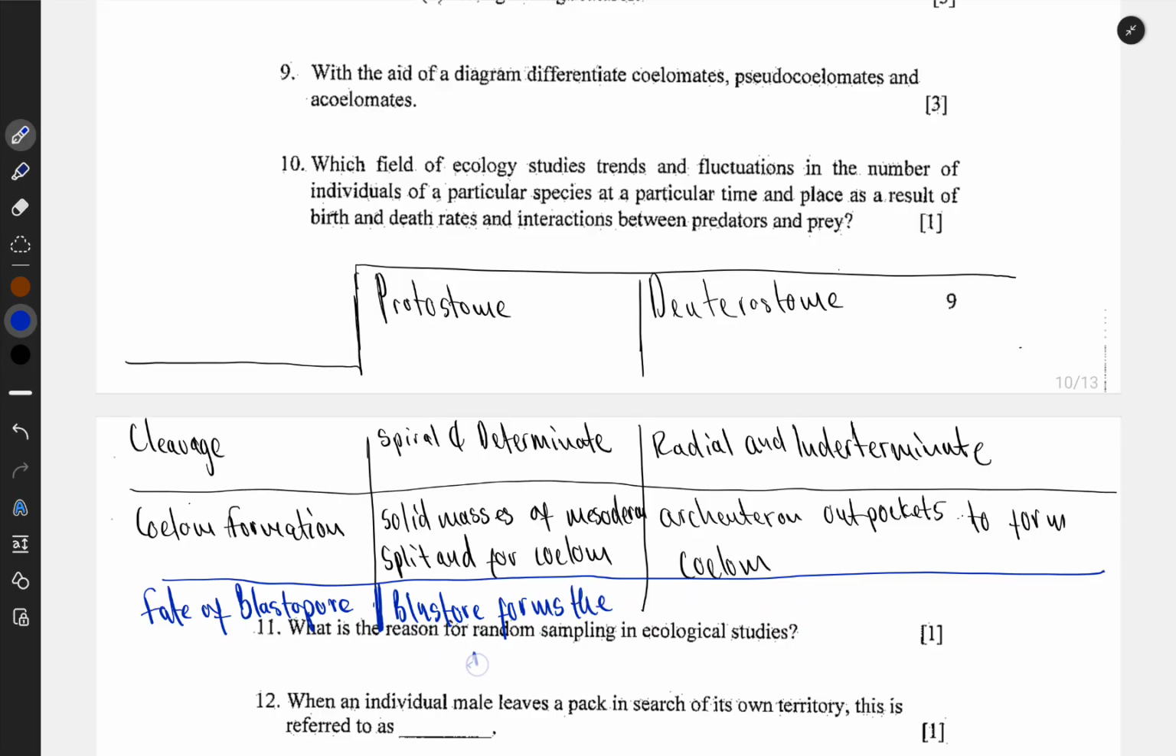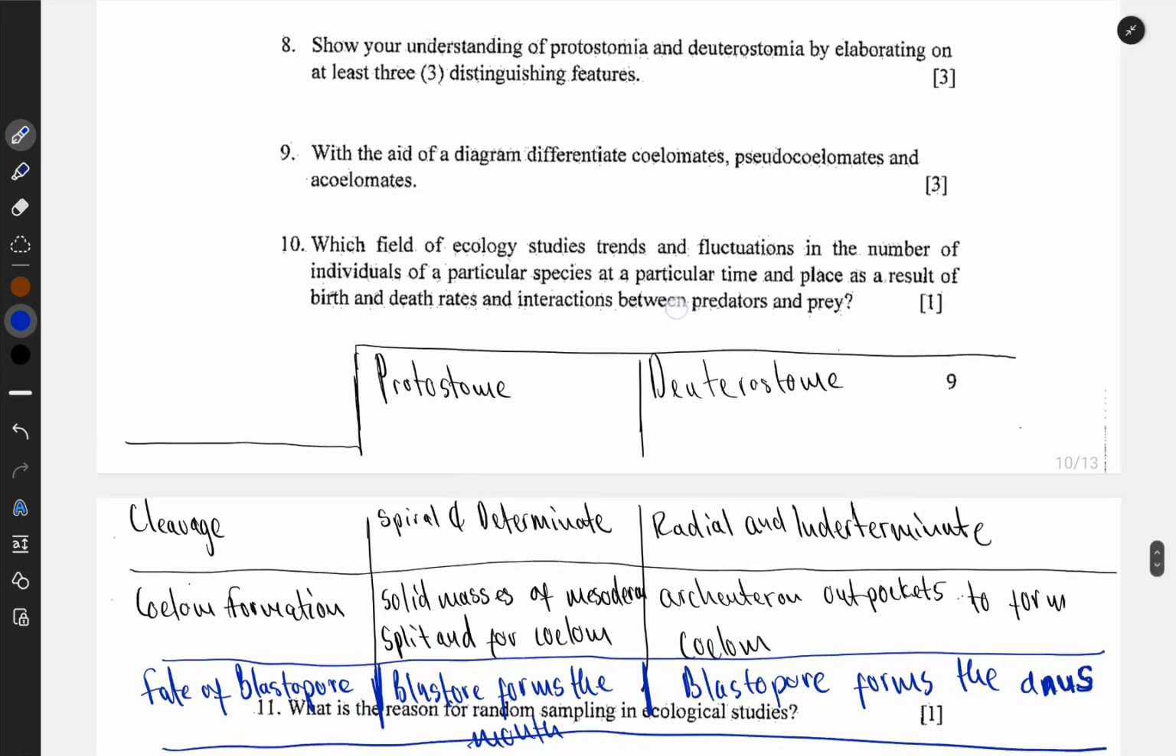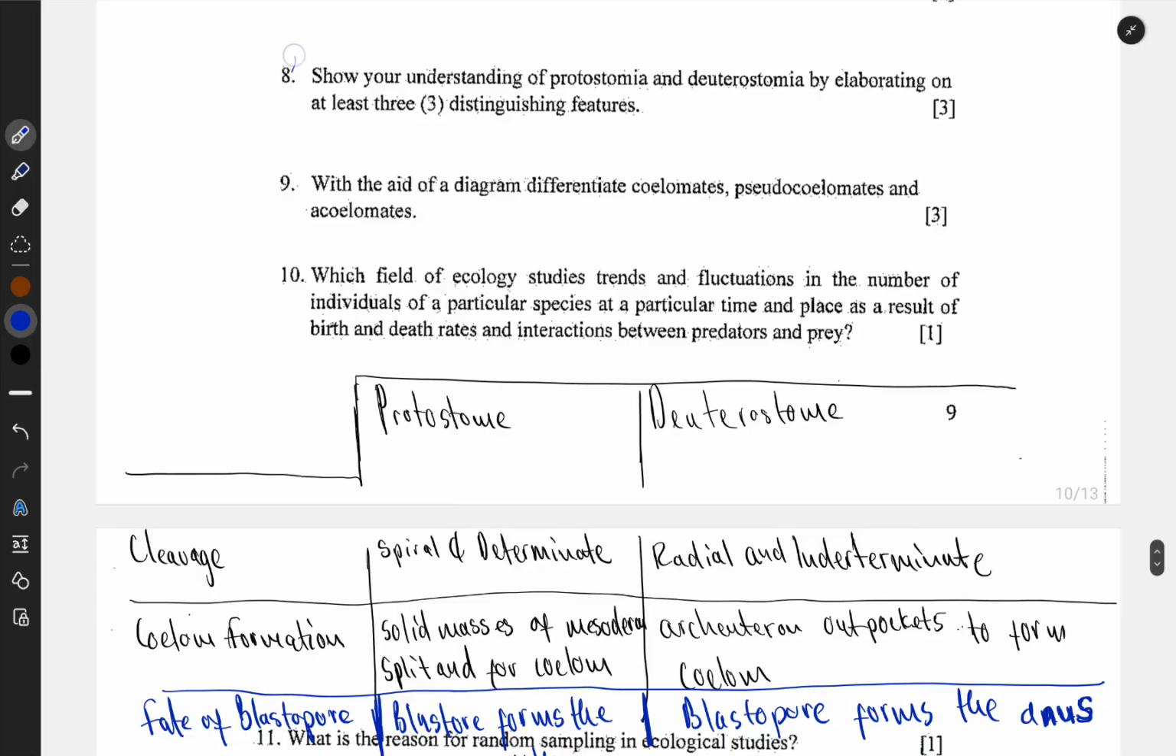Then in here, blastopore, which is the gap, forms the anus. So mouth is second. First is the anus, then the second will be the mouth. If you're not sure, go watch the video of protostome versus deuterostome. But these are the three things: the cleavage, coelom formation, and the fate of the blastopore. And you would have answered your number 8.